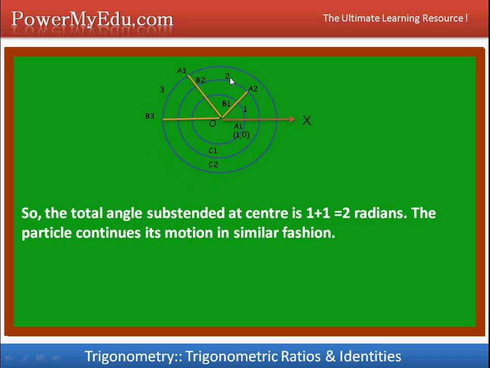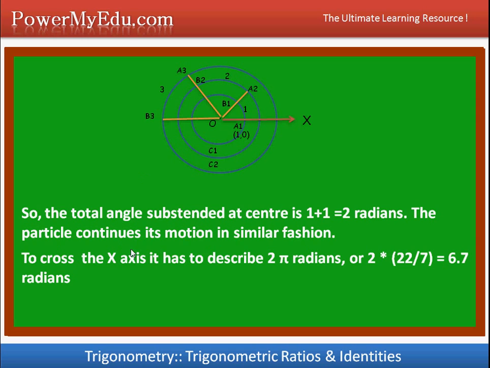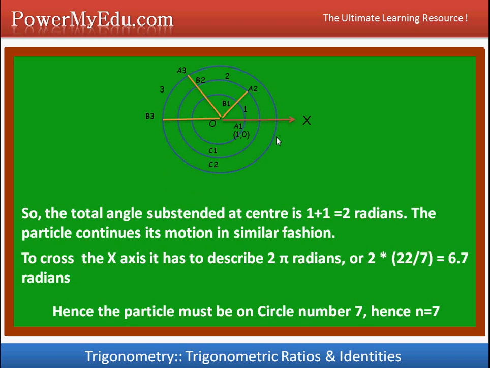When is it describing 2 pi radians? To cross 2 pi radians, that is 2 multiplied by 22 by 7, that is about 6.3 radians. Now it's very simple to guess. After C1 it's 1 radian, C2 it's 2 radians, C3 it's 3 radians. So on C7 it will cross 7 radians, and on C6 it would have crossed only 6 radians. So it will cross the x-axis when it is on C7. Hence n is equal to 7.